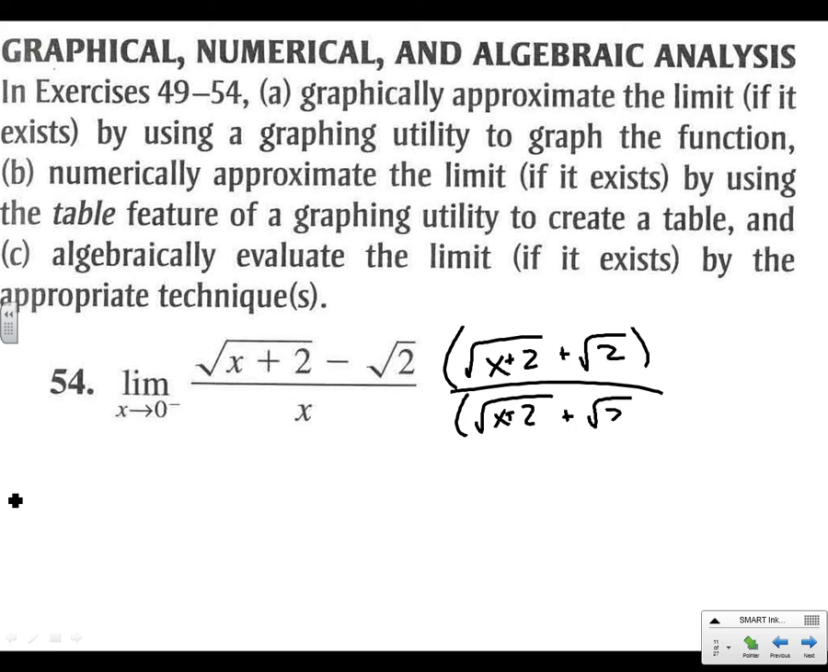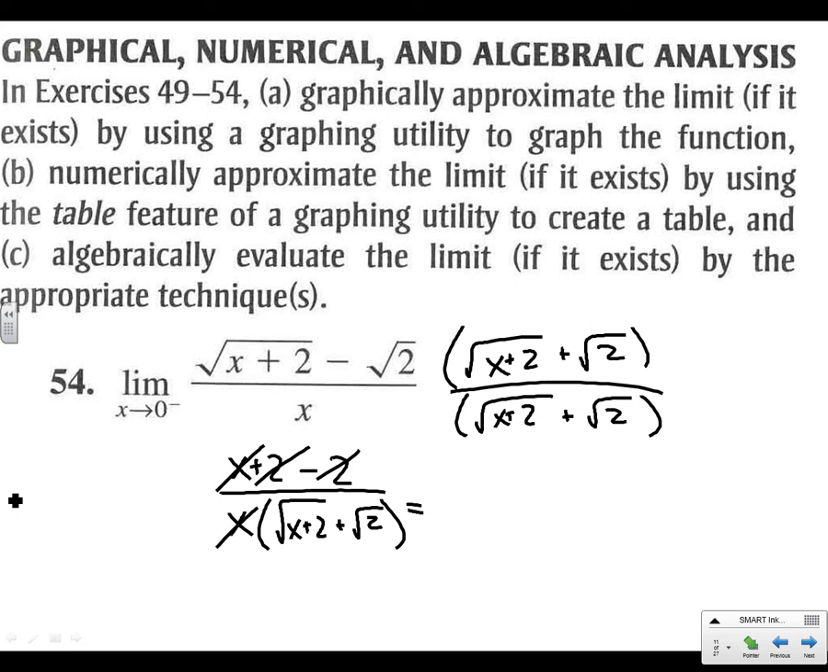And so we're going to have x plus 2 minus 2 all over x plus 2 plus root 2. And this does what the conjugates want us to do, cancel things left and right. So we'll have 1 over, and instead of x, let's plug in 0. Which gets us 1 over 2 root 2.